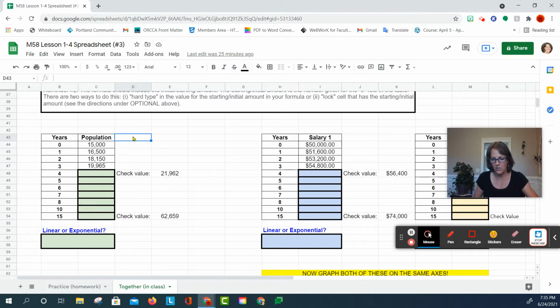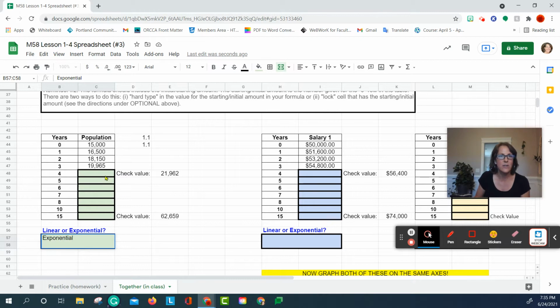Off to the side somewhere in a blank area, I'll type equals. I'll take year 1 divided by year 0 and hit enter. 1.1. Now let's see if the same thing happens again if I say equals year 2 divided by year 1. And it does. All right, so that ratio is the same. It's 1.1. That tells me if I divide one by the other that it's exponential. So I'll type that into the box.